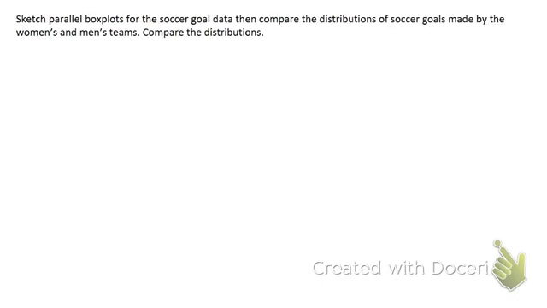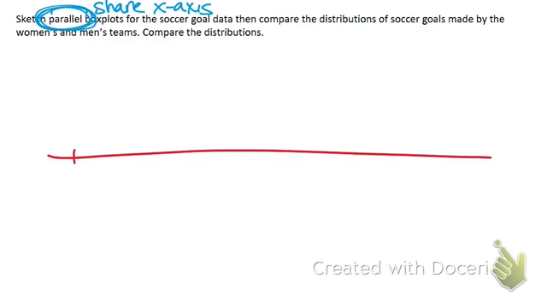We are now going to make... what are we going to sketch? Parallel box plots. What does it mean to make a parallel graph? Make it parallel. But what do they share? The same x-axis. They're going to share an x-axis. Very good. So I need another x-axis.